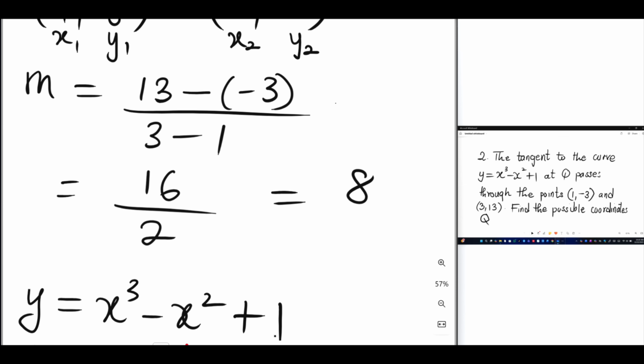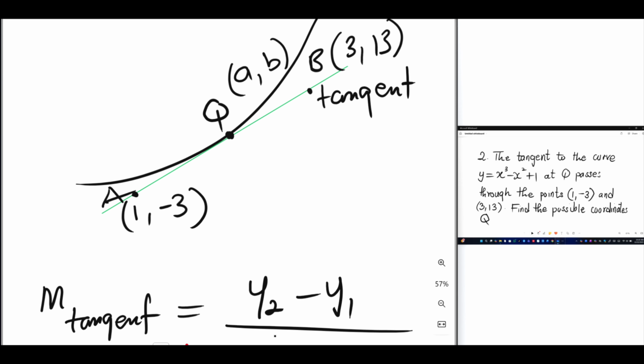All right. We have a question that says that a tangent to the curve y is equal to x cubed minus 2x plus 1 at point Q. So that's what we have done by this particular one. So this is the tangent. The tangent is in green. So the line with color green is what we are considering as the tangent because it touches the curve at only one point.